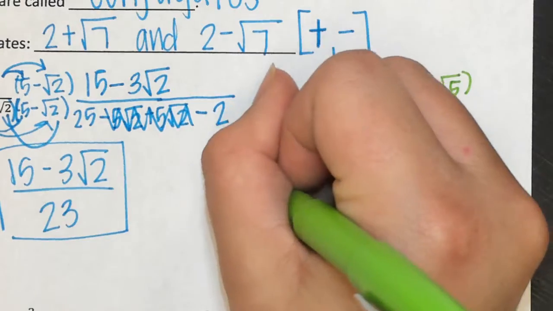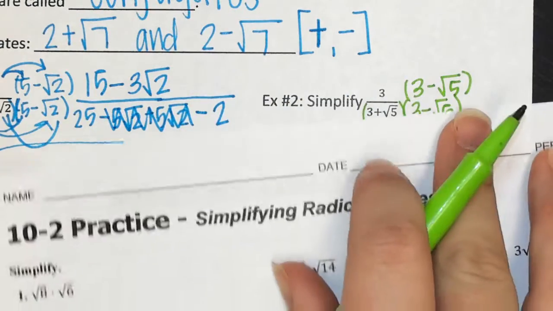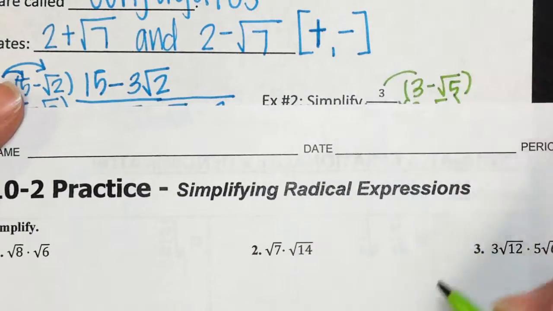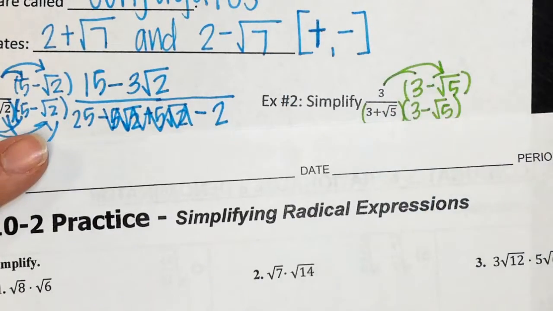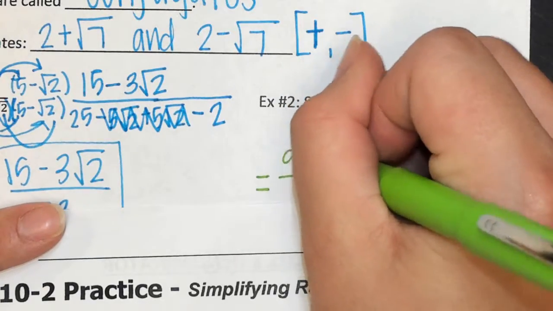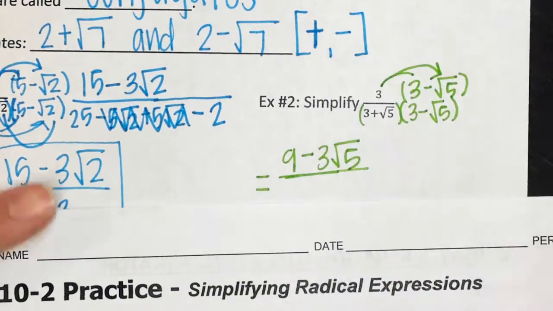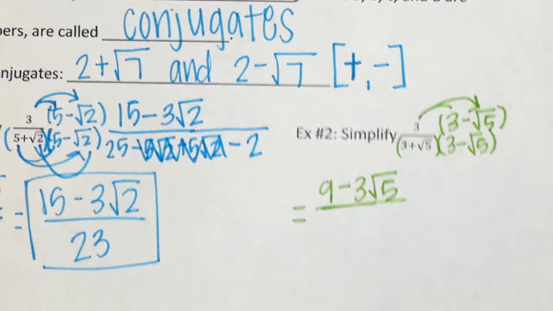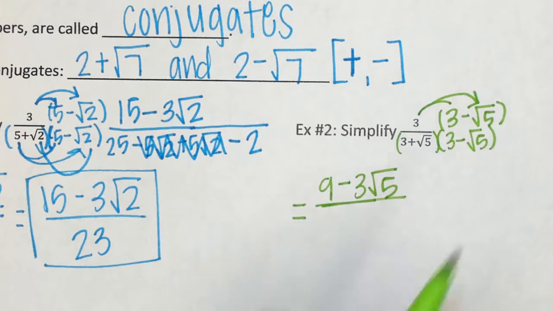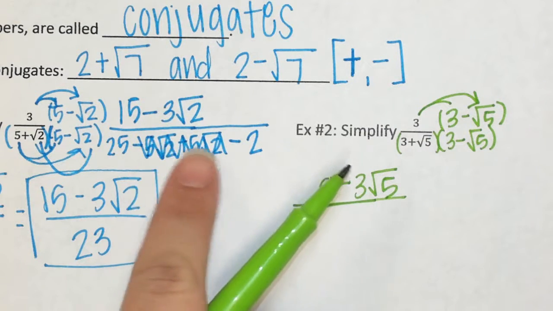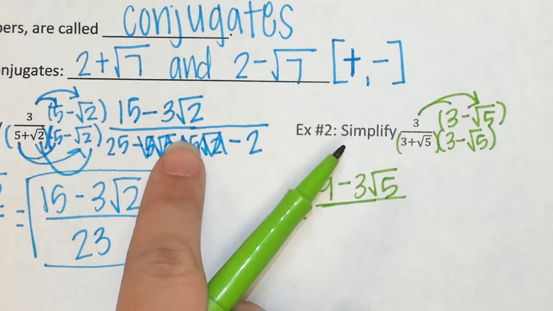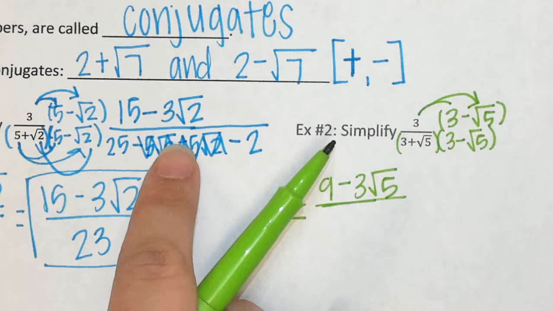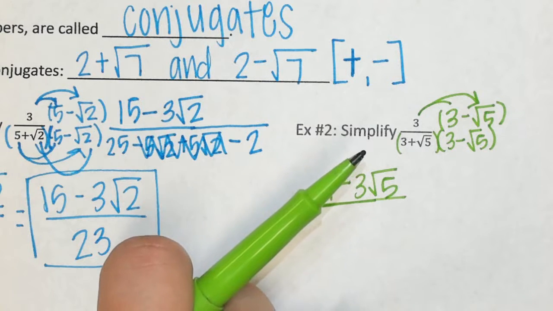Okay, let's do just the top. Distribute. 3 times 3 is 9, and then 3 times negative square root of 5 is minus 3 square root of 5. Did you remember how over here those two middle terms canceled out? It's going to cancel out every time. That's the whole point of using a conjugate. So you don't have to do that middle part.